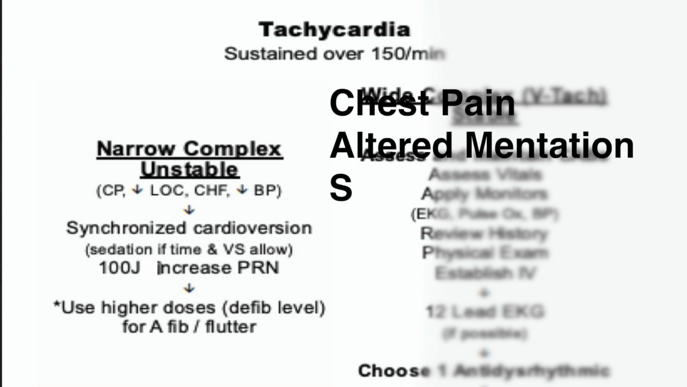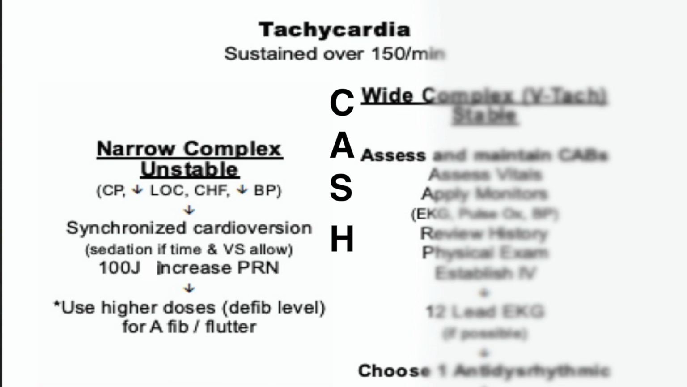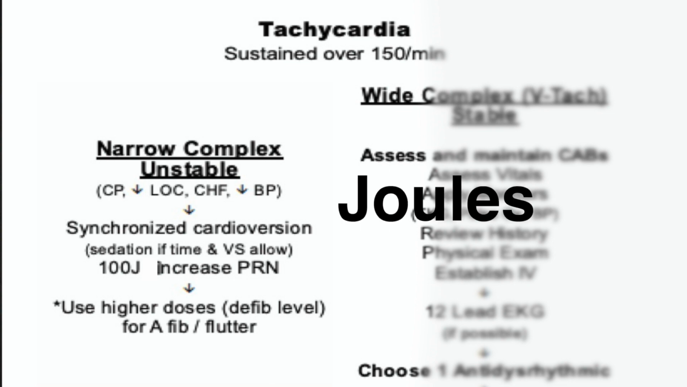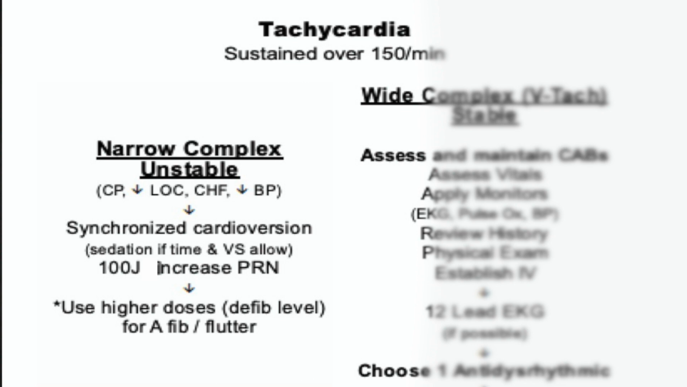If you have S, shortness of breath with pulmonary edema, or if you have H, hypotension. If you have cash, you're going to buy yourself some jewels. So we're going to give you synchronized cardioversion if your heart rate is over 150 and you have either serious chest pain, altered mentation, shortness of breath with pulmonary edema, or hypotension. And we're going to start synchronized cardioversion at 100 joules.